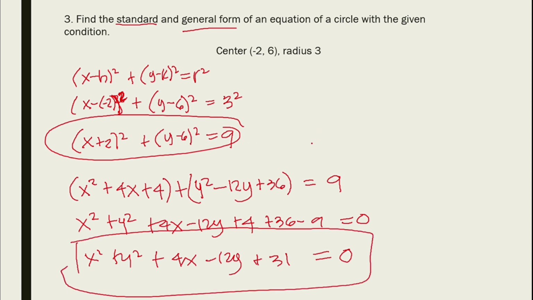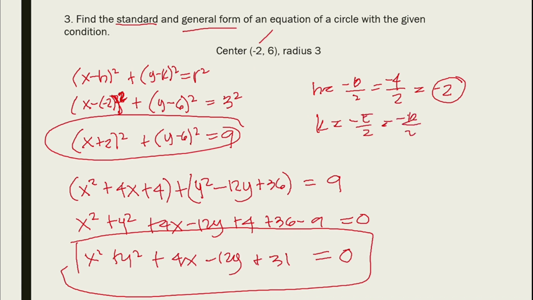By checking the equation, we have h equal to negative d over 2. What is our d? It is 4, so negative 4 over 2, that is negative 2. Therefore our h is negative 2, and our k is negative e over 2. What is our e? Negative 12, so negative of negative 12 over 2, that is equal to 6.